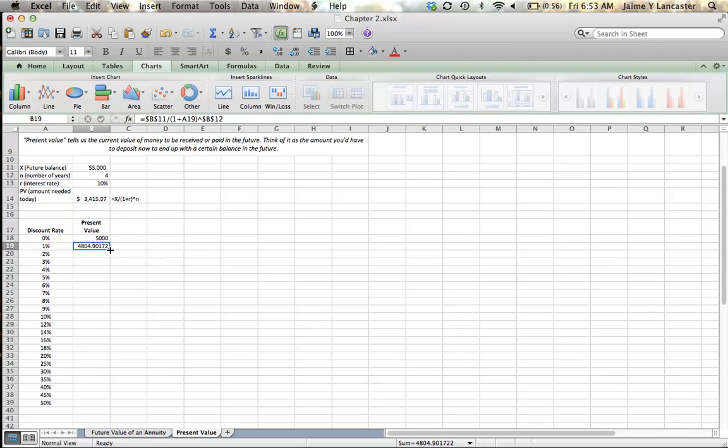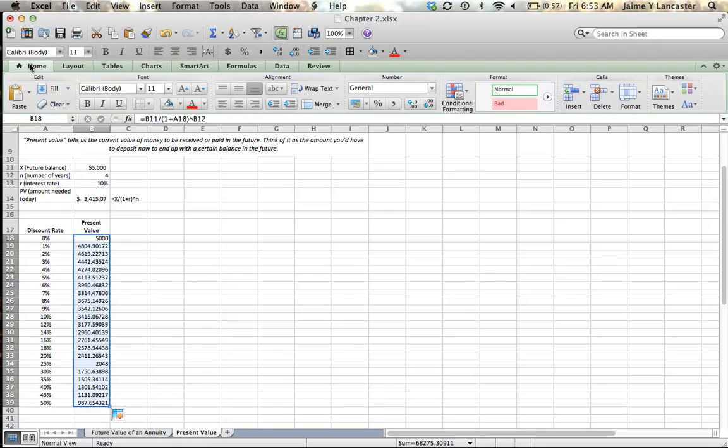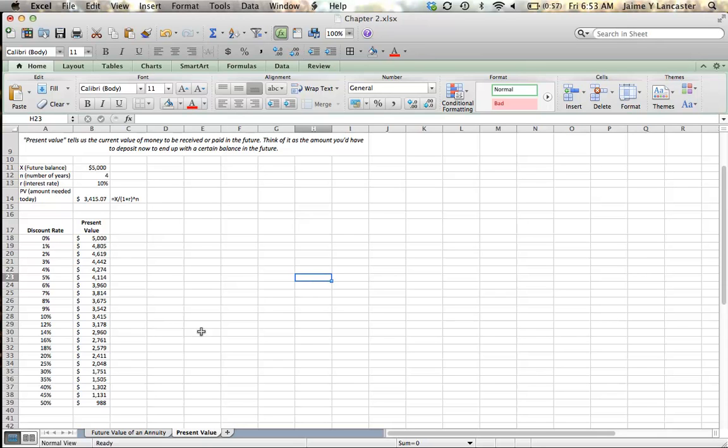So once I have my formula, you can see it up here in the formula box, and I've got an absolute reference on my 5,000, and I've got an absolute reference on my number of years. All I have to do is double click on the handle and it'll automatically calculate as far down as its adjacent column. If I format these numbers, it'll look a little bit more meaningful. I'm just going to leave it at just dollars. And we can see, as we'd expect, if we can earn 50% interest, our present value is the smallest. We only need $988 today to have $5,000 in the future if we're earning 50% interest.